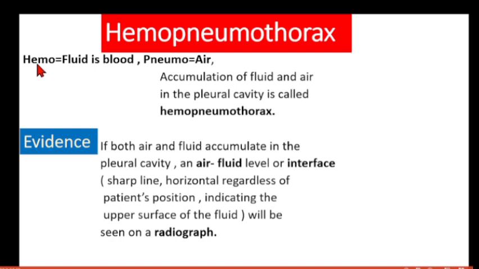Hemopneumothorax. Hem means fluid, which is mainly blood. Pneumo means air. Accumulation of fluid and air in the pleural cavity is called hemopneumothorax. What is its evidence? If both air and fluid accumulate in the pleural cavity, an air-fluid level or interface, a sharp horizontal line regardless of patient's position, indicating the upper surface of the fluid, will be seen on a radiograph, which is a chest radiograph.